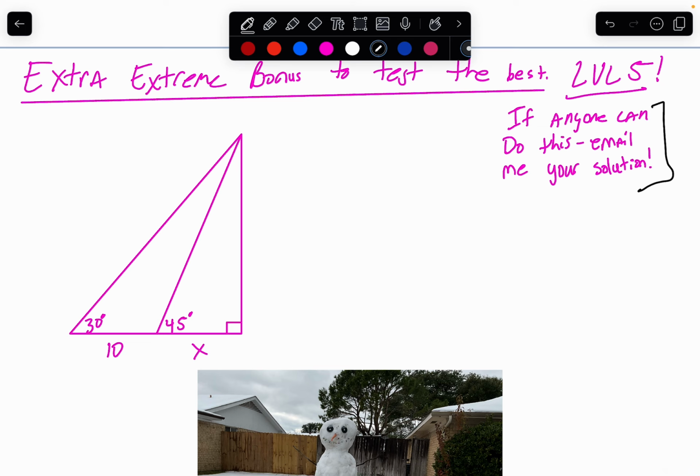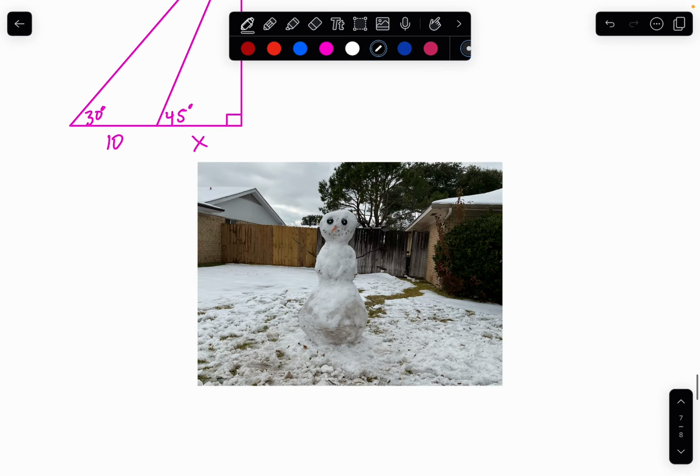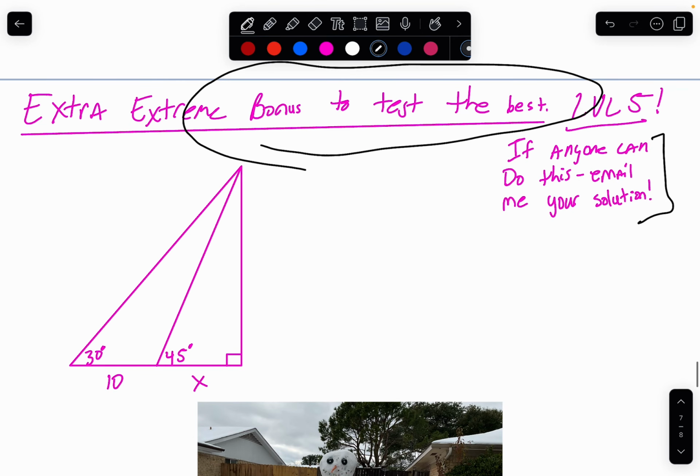What do we do? Should I show you? I can't. Not yet. This is a bonus to test the best. This is not for everyone. If the rest of this was easy for you, you can try this one. You're trying to solve for x. It takes extremely high level ability on what we've learned here, but also on what other skills you've learned in algebra. So I will maybe make another video with it, but I don't want to put it in this video. All right, that's it. I'll see you guys later.